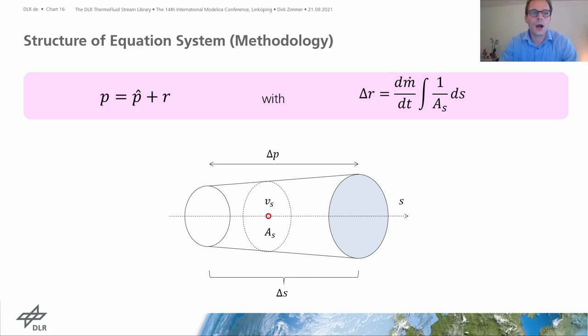The reason that there are no large nonlinear equation systems is that we use a special decomposition of the pressure p into the steady mass flow pressure p hat and the inertial pressure r, where the inertial pressure is only dependent on the mass flow acceleration and the geometry of the flow, it is independent of the thermodynamic state of the fluid.